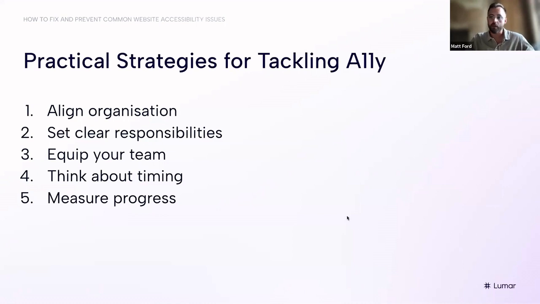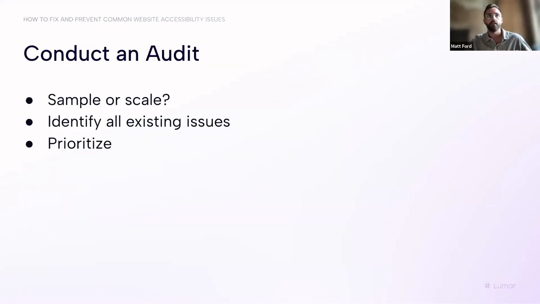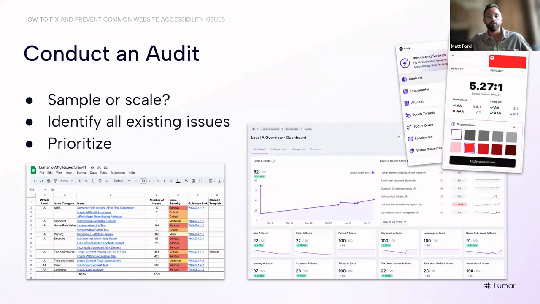So that's the kind of like basic checklist. Next, I'll talk through 3 main stages that you'll probably go through, or we'd advise going through when you're identifying and preventing issues. So the first would be to conduct a full site audit. So identify all of the issues that exist on your site.